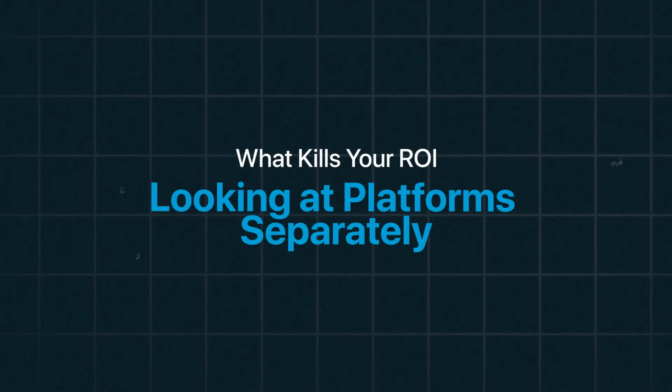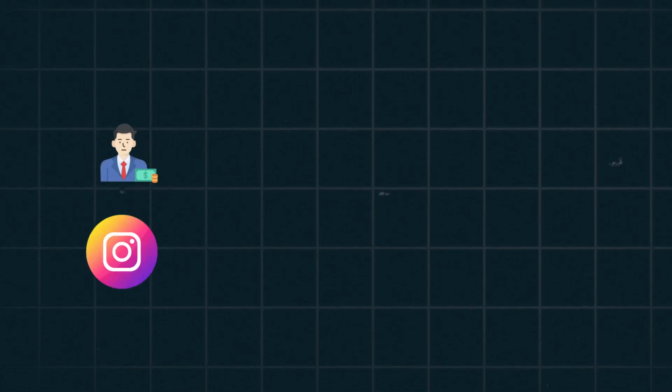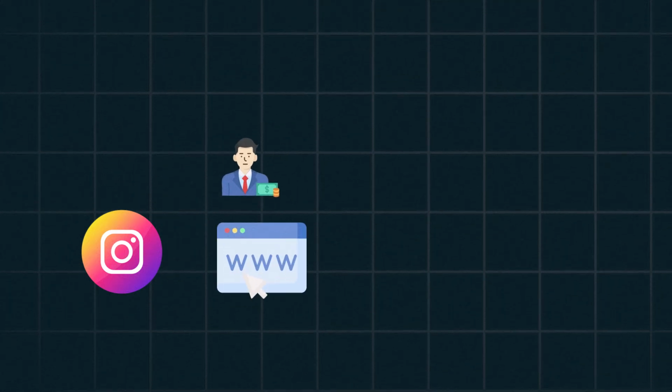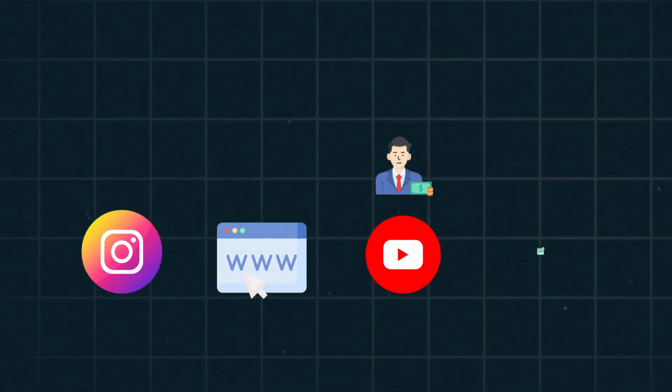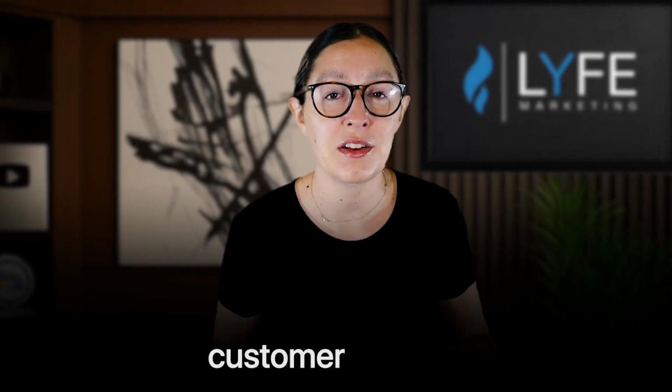Otherwise, marketing becomes guesswork. Another huge mistake is looking at platforms separately. Most buyers interact with multiple touch points. They see an Instagram reel, later visit the website, then watch a YouTube video, then finally convert through a retargeting ad. But then businesses often analyze each platform in isolation. That's not how buyers behave anymore. So your analytics need to account for the full customer journey.